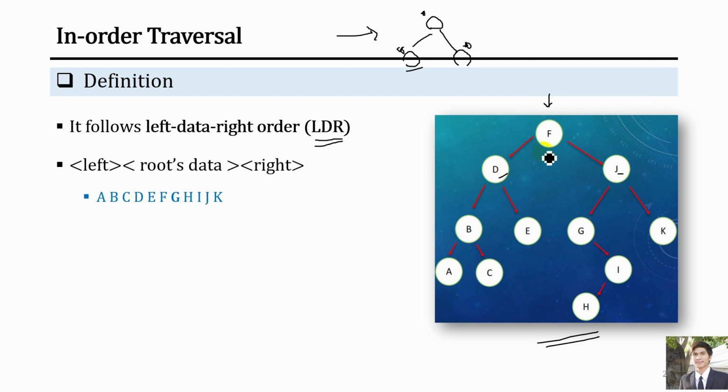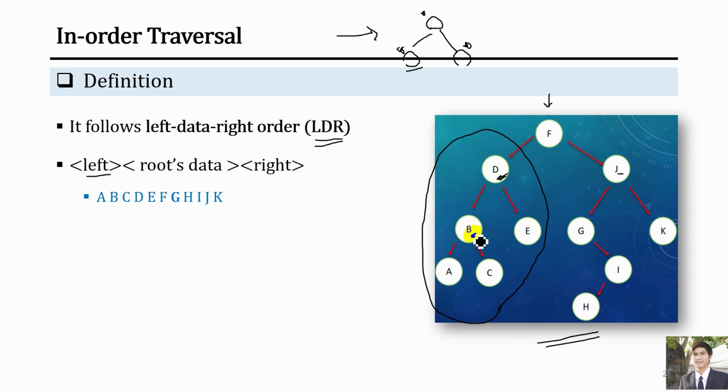We're still not able to get our data yet, because if we focus on this, this is the left of the root F. But if we focus on this subtree, D is also another root. It's not the left yet, so we still go into the left, trying to reach the left.